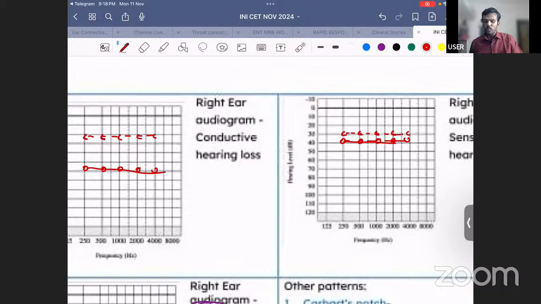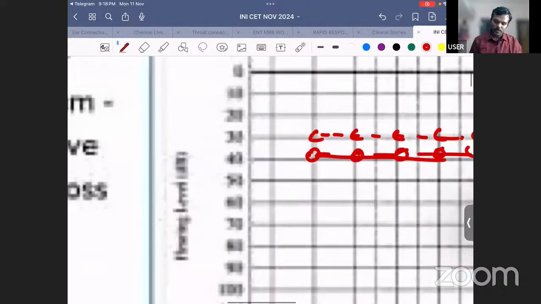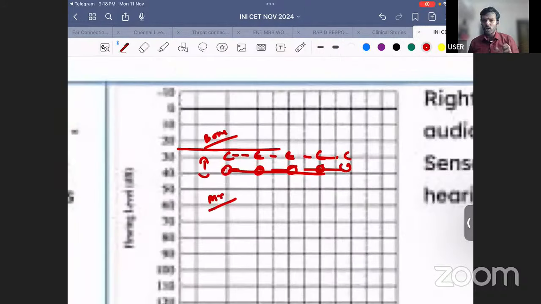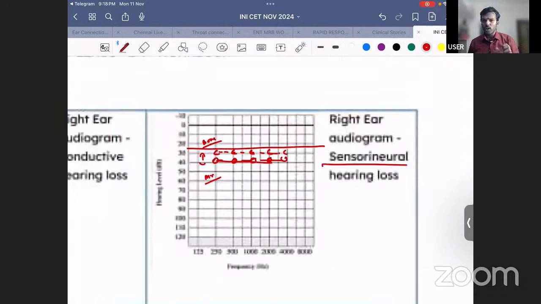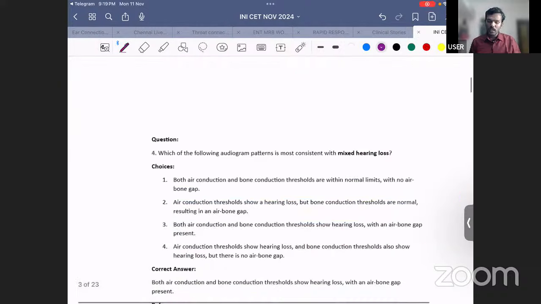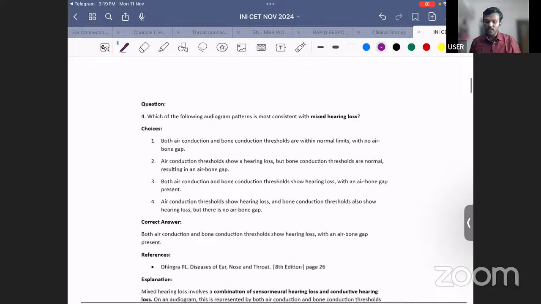These broken lines are bone conduction. These lines are air conduction, which means the air bone gap is less than 10 decibel. The bone conduction curve is more than 25 decibel range. This is a right-sided sensory neural hearing loss picture. So this is how you should approach any audiogram picture. The audiogram picture was extensively discussed in all the previous revision classes. This is a screenshot of the question based on mixed hearing loss present in the question bank.